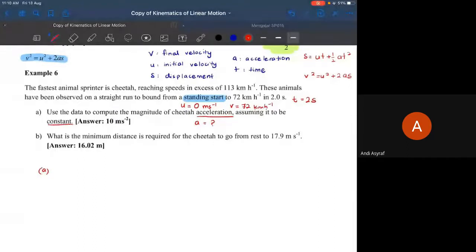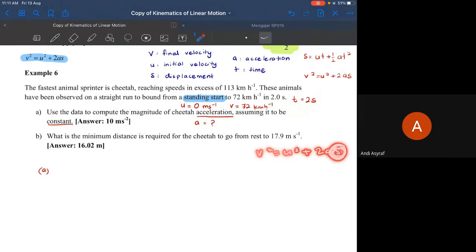Okay. Alright. Thank you Andi. Tapi Andi, macam mana kita nak guna V square equals to U square plus 2AS? Sebab kita tak ada S tu bukan time tau. This one is second. This one is time. So we cannot use lah V square equals to U square plus 2AS sebab kita tak ada S.